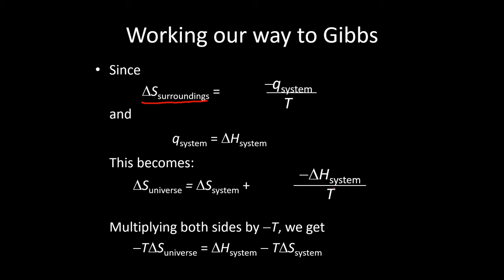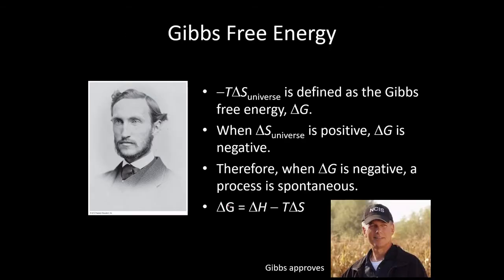what we're going to do here is multiply everything by T, and then do some subtraction and stuff to get this by itself on one side. We get this equation. This equation has both the enthalpy change of the system and the entropy change of the system in one equation. Both of the things that determine if a reaction is spontaneous, the enthalpy and the entropy.